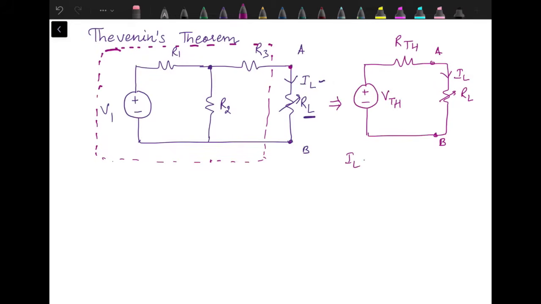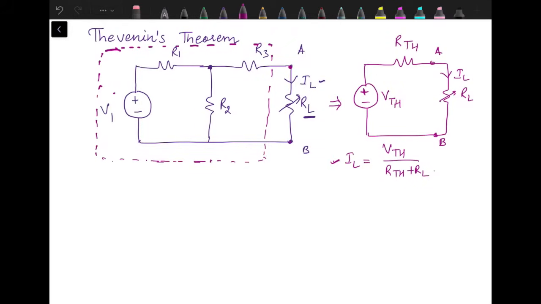Now we can write the expression of IL as VTH upon RTH plus RL. So even if we have 10, 20 or whatever multiple values of RL, we just need to solve this equation again and again, because once a Thevenin equivalent is drawn, that will remain the same unless we make any change in this circuit, the circuit which I have shown in this dotted area.